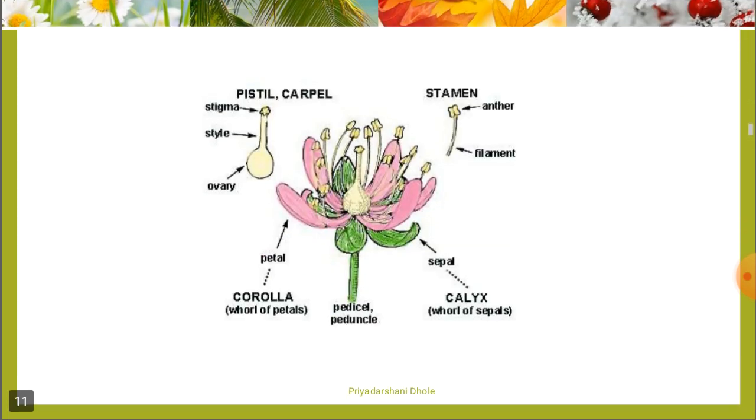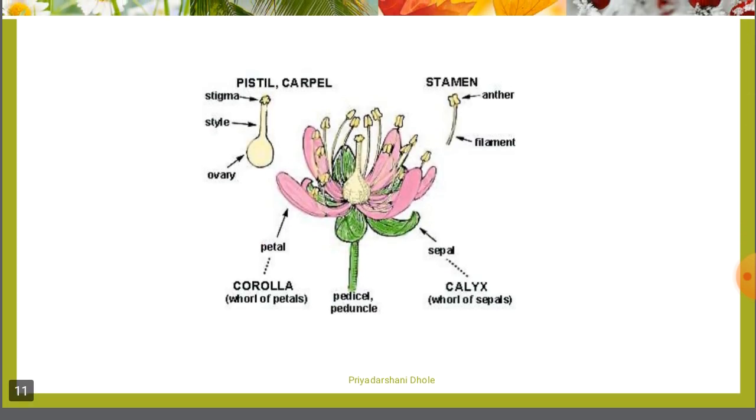Next, this is another diagram, showing the male part and female part. Androecium is the male reproductive organ, and gynoecium is the female reproductive organ. Now this pistil is also called carpel or gynoecium. It is made up of three parts: style, stigma, and ovary. While the stamen, which is the androecium, is made up of two parts: anther and filament.